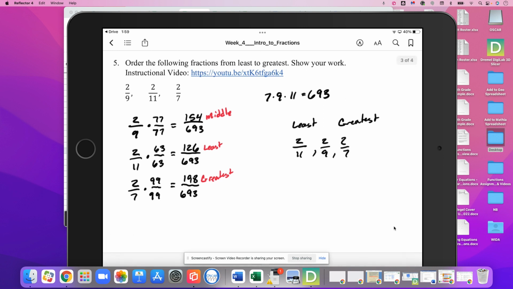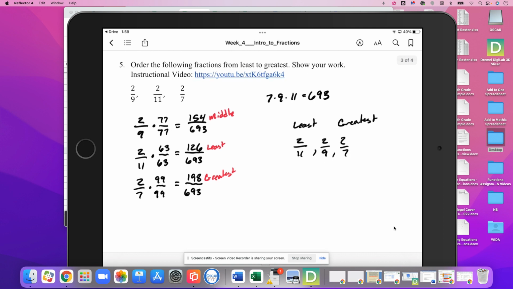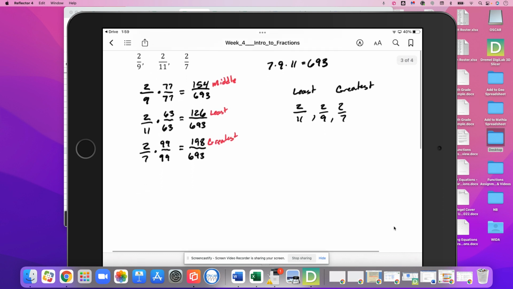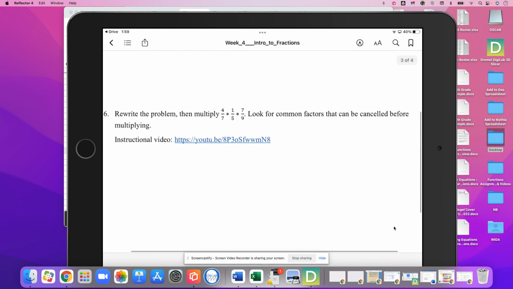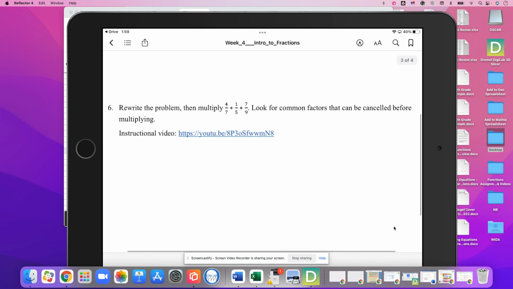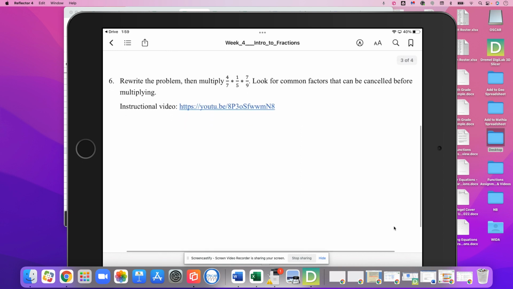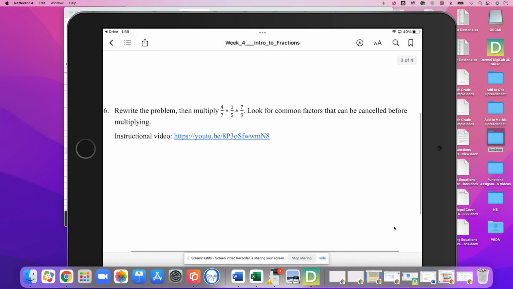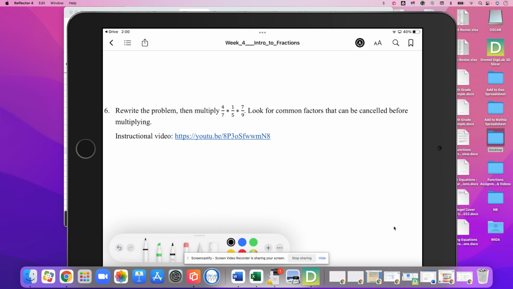I probably did that problem with a little bit more work than it really requires, but oh well, at least it's over. So we need to rewrite this problem, then multiply, look for common factors that can be canceled before multiplying. If you're a person that is not into canceling and that kind of thing, I'm totally okay with that. I will go ahead and try to do it both ways and see what we get here.